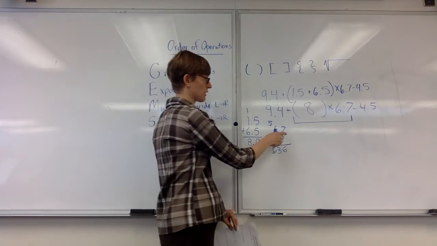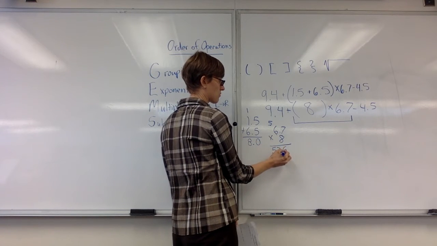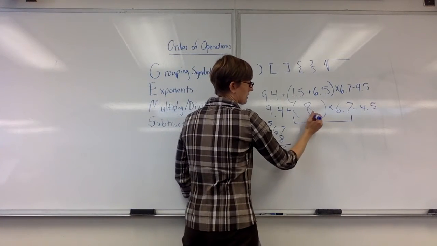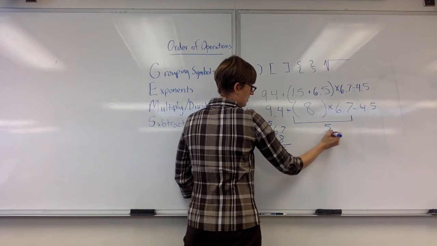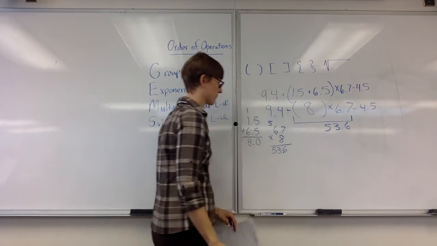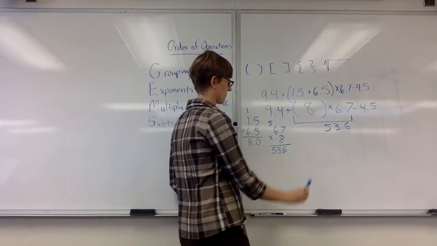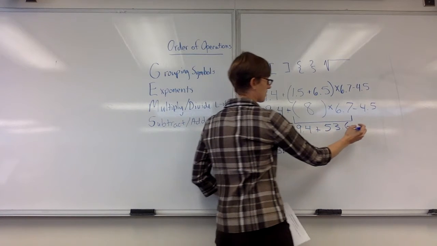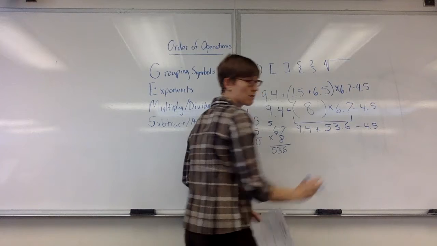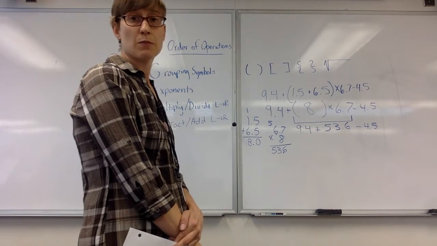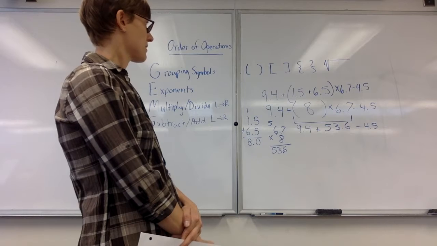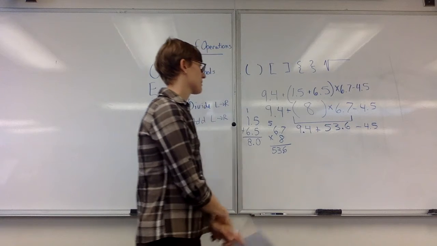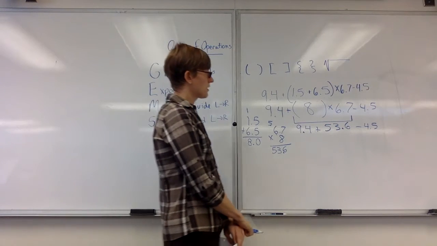Okay, where does my decimal point go here? It goes one place over because there's one decimal place. At this point, I'm going to replace this multiplication with the answer I just got, 53 and 6/10. And I'm going to copy the rest of the problem down. So now my problem just says 9.4 plus 53.6 minus 4.5, right?